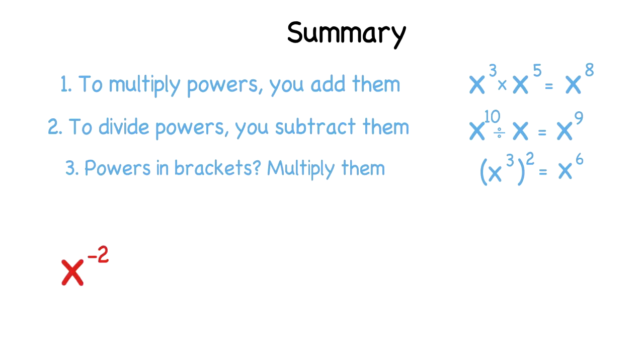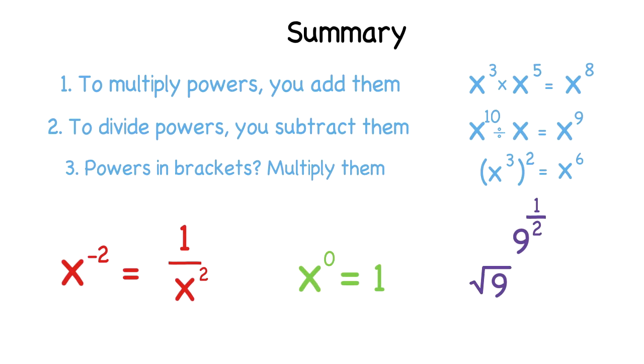If you've got anything to the power of a negative number, our aim is to get rid of the minus by putting everything underneath a 1. Anything to the power of 0 is always 1, no matter what it is. And if you've got something to the power of a fraction, the bottom number tells us whether to square root or cube root our answer. And then the top number tells us what power to apply to our answer.